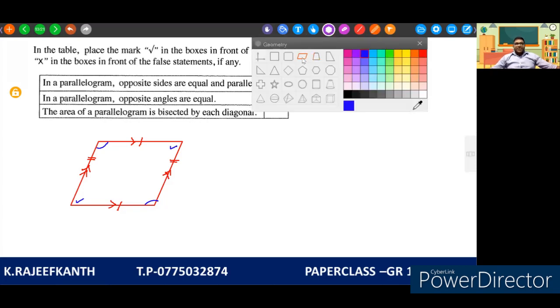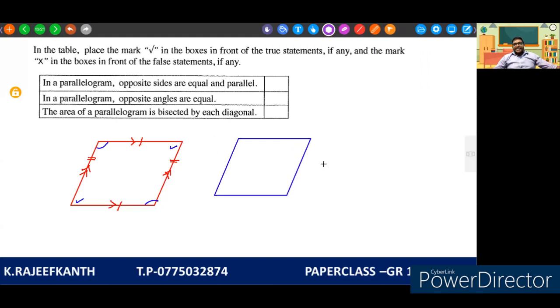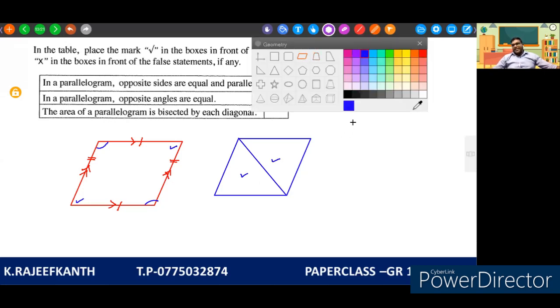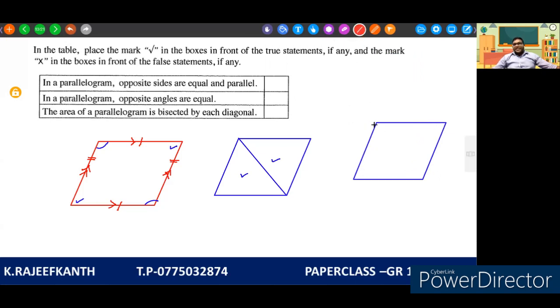And in this parallelogram, the diagonals bisect the area. If we join the opposite vertices, then the diagonal bisects the area. These two areas will be equal. And the next property of a parallelogram: the diagonals bisect each other. In a parallelogram, diagonals bisect each other. These two sides will be equal. These are the properties of a parallelogram.